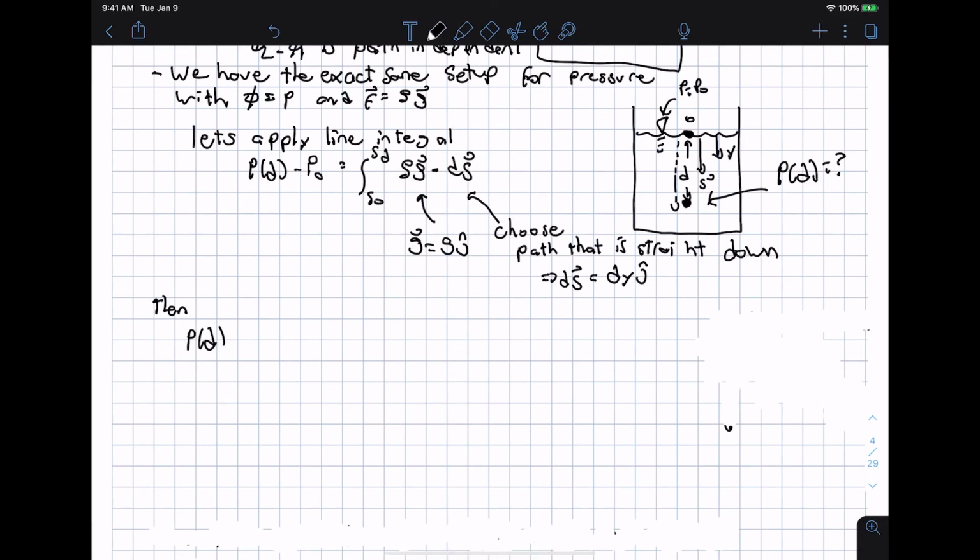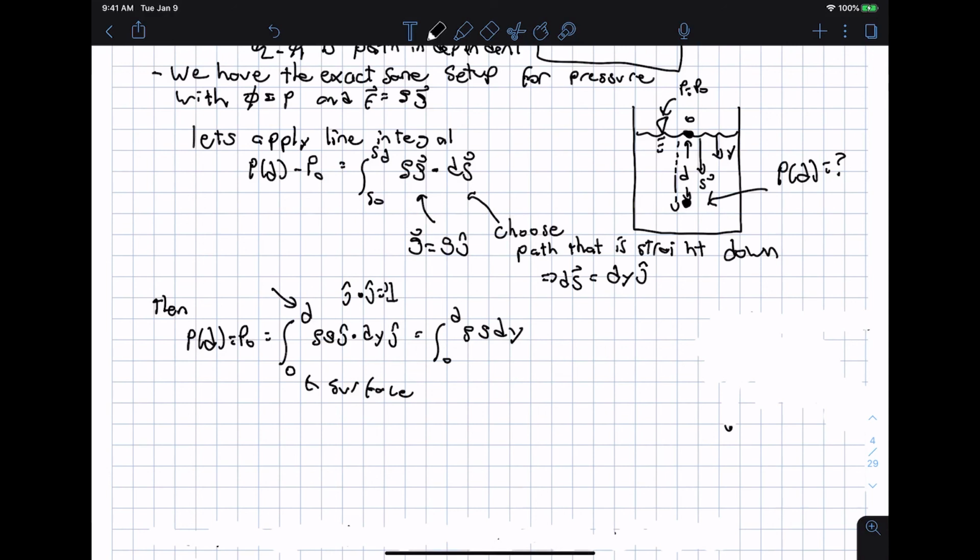Then the pressure at depth d minus P naught equals the integral along the path from the starting point, which is 0, to the depth d, because again we just need the entire length of the path, times rho g j hat dot with dy j hat. Well, j hat dot j hat is equal to 1. So that equals the integral from 0 to d of rho g dy. And this 0 point here is the surface, and this point here is at depth d.